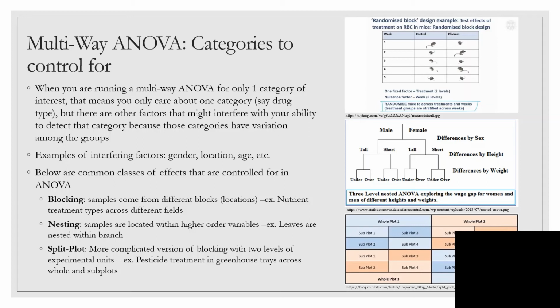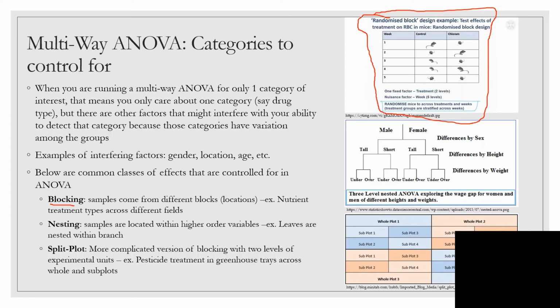A lot of times there are 3 kinds of classes of effects that are controlled for in ANOVA that you might see. The first one is blocking. So samples from different blocks, a lot of times location. Like for example, with these mice, maybe they're in different cages, different areas.